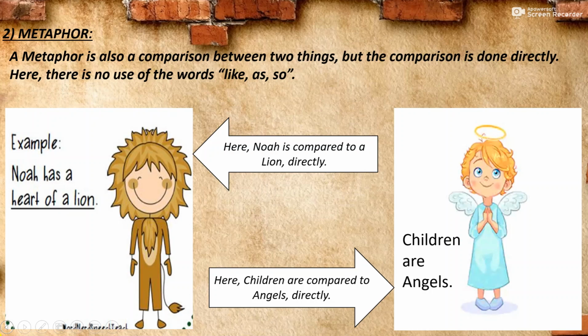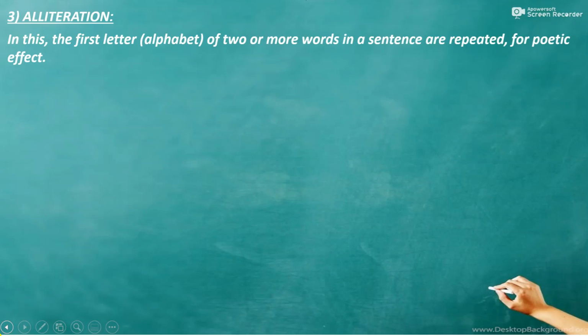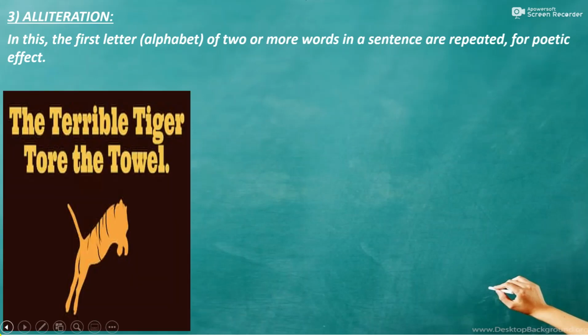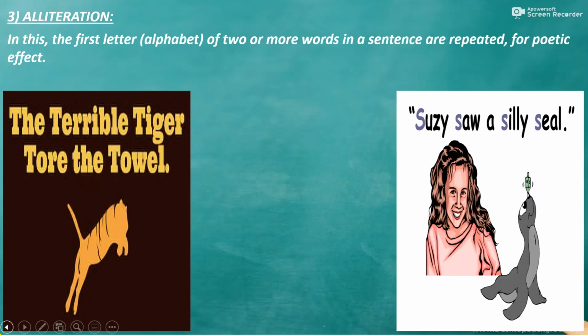Coming to the third figure of speech, it says alliteration. In alliteration, the first letter or the first alphabet of two or more words in a sentence are repeated for poetic effect. So, to understand this, let us see a few examples. The first example says, the terrible tiger tore the towel. And the second example says, Susie saw a silly seal.